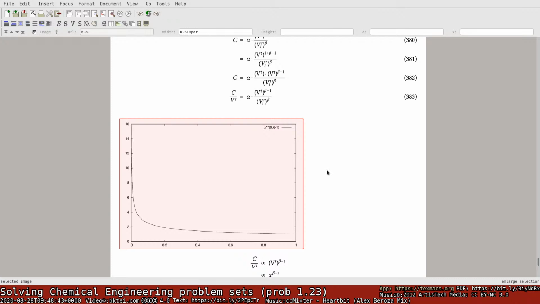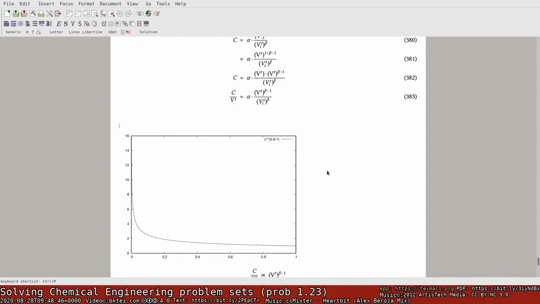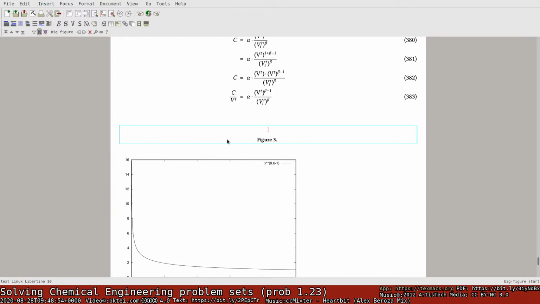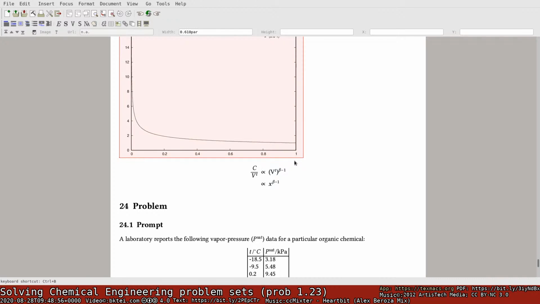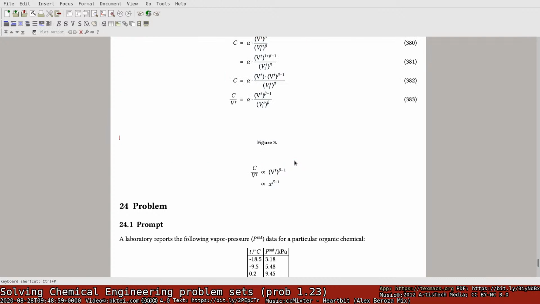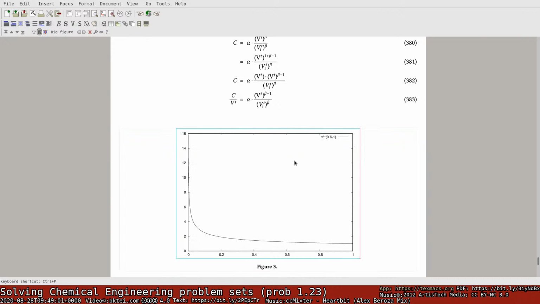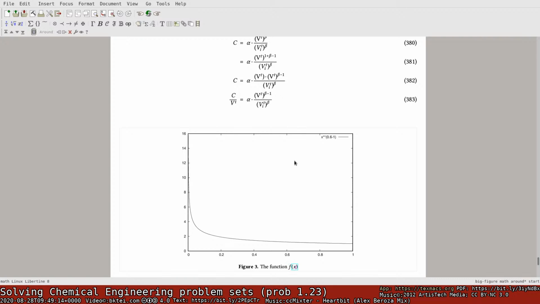All right, so let's see if we can maybe make a figure. Insert image. Let's go with big figure. And let's see if we can just go into this figure, paste that, figure 1, the function, and we'll say f of x equals x raised to the 0.6 minus 1.